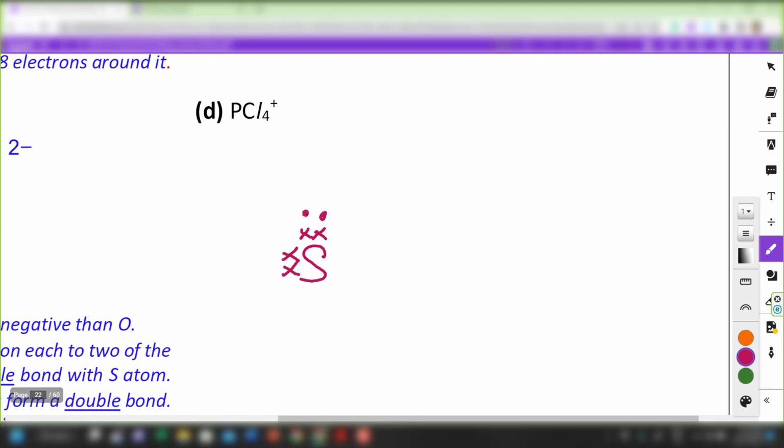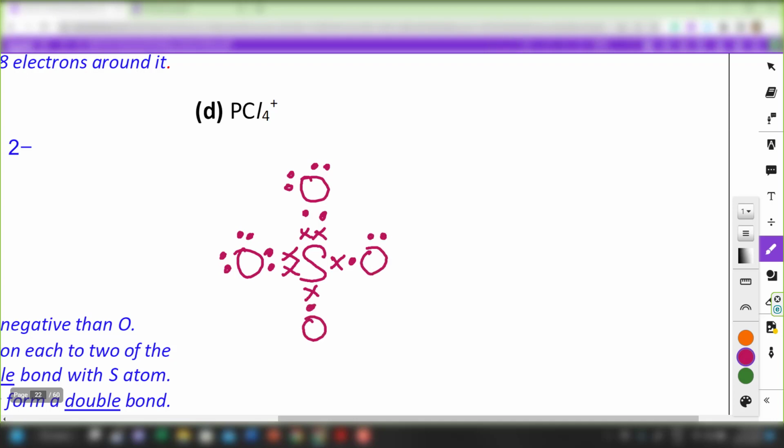Because remember, SO4 2 minus, right? So that means the remaining 2 oxygen will have the negative charge, and that means they will each have an additional 1 electron. So in that case, I will try to satisfy the oxygen first in order to let it have the octet configuration. And sulfur, having 6 valence electrons, has 2 valence electrons left. So these 2 must be the ones forming the single bond with the remaining oxygen.